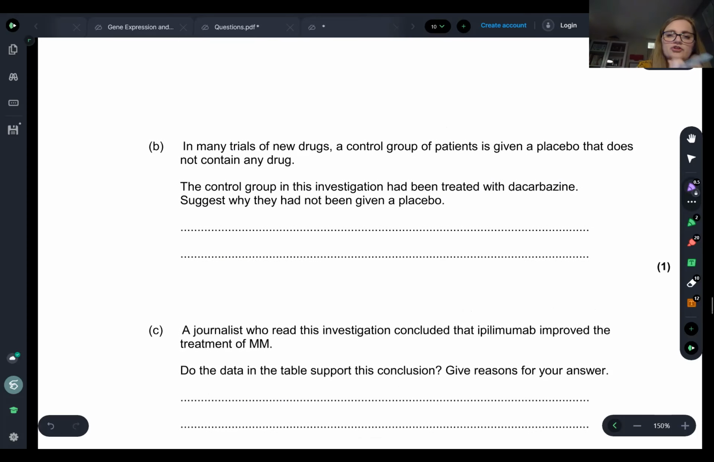So in many trials of new drugs, a control group of patients is given a placebo that does not contain any drug. The control group in this investigation has been treated with dacarbazine. Suggest why. Like we said before, it's not ethical to fail to treat cancer. So it's just that ethics part again. We can't not give someone a drug if they've got something like cancer.